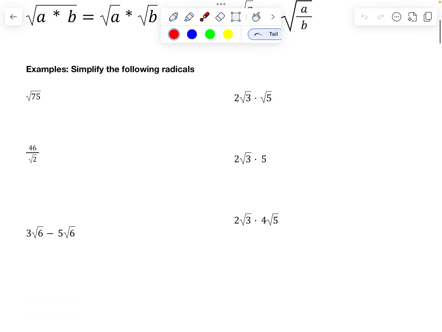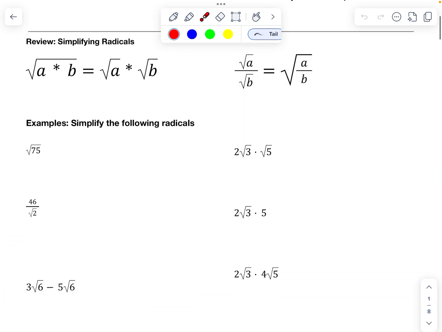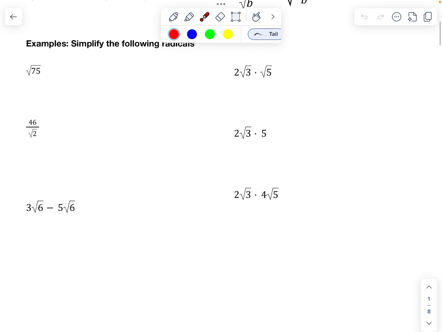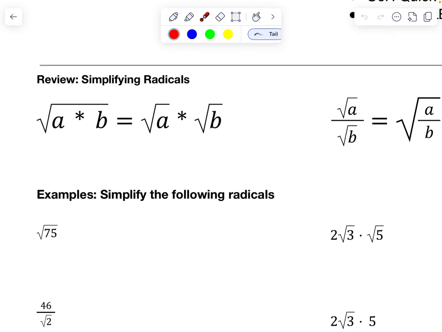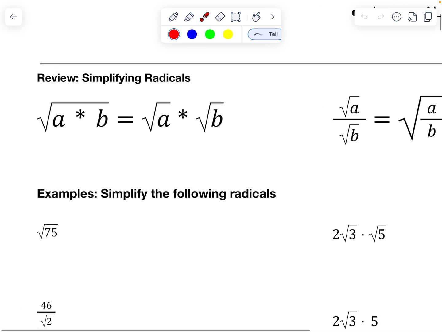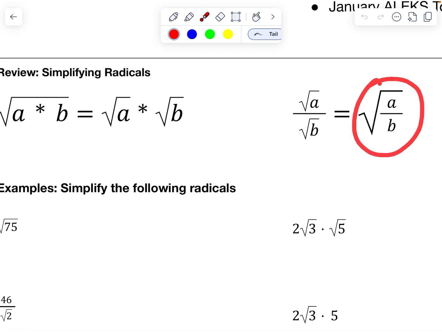So we're going to do a quick little review on radicals before we start our study on Pythagorean theorem, which will lead us into our study on trigonometry. Okay, quickly, we know that the square root of a times b is equal to the square root of a times the square root of b. I call this, you can split a radical over multiplication. You cannot split a radical over addition or subtraction, just multiplication and division.